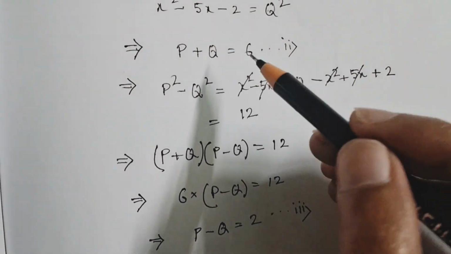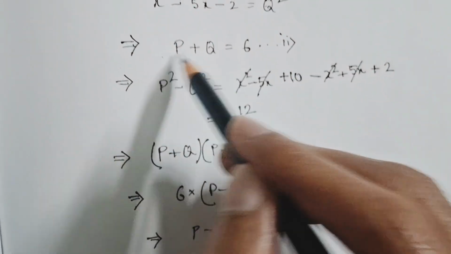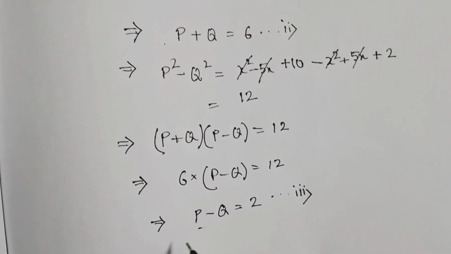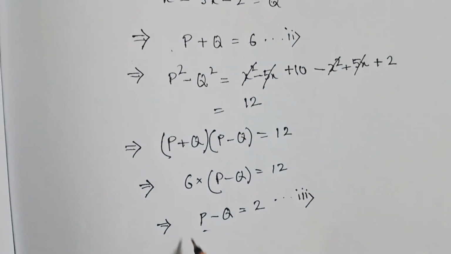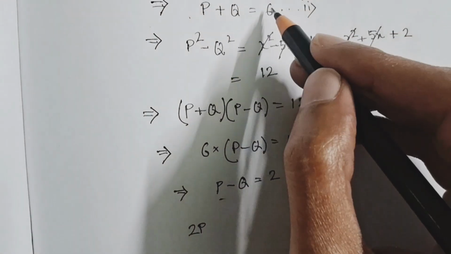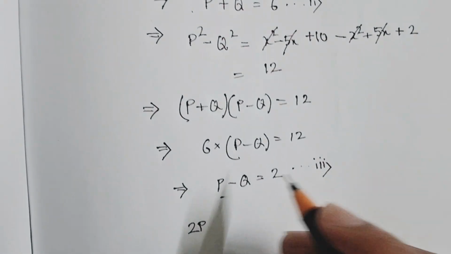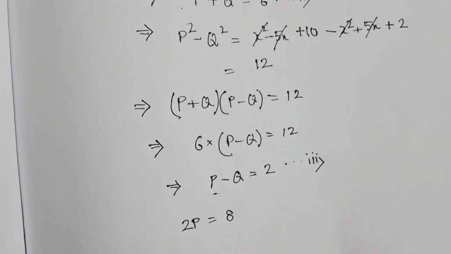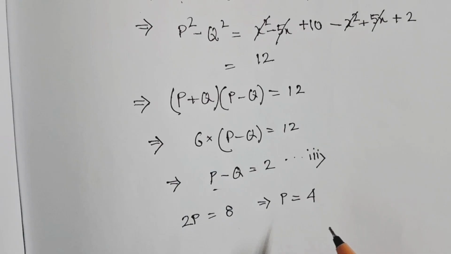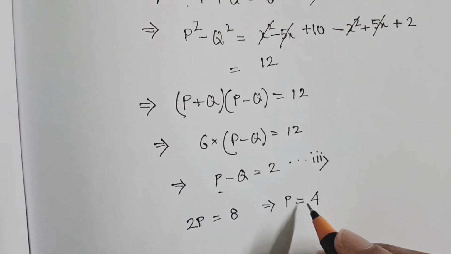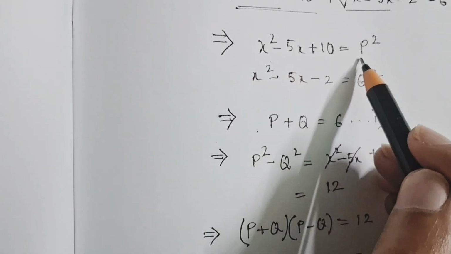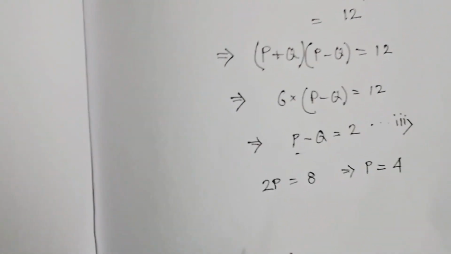Now mark it as number 2 and this is number 3. So look carefully, if we add these two equations, p plus q equal to 6 and p minus q equal to 2, we have q cancel out, p and p are 2p, that is 2p equal to 6 plus 2, that is equal to 8, right? So here we have p equal to 4. Now put that p equal to 4 into the above.